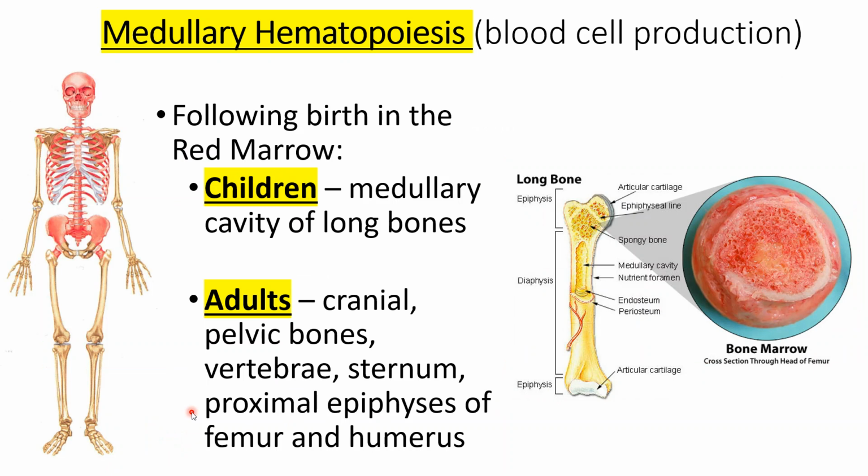So again, your pelvic bones, cranial bones, vertebra, sternum, proximal epiphyses of the femur and the humerus. Proximal means it's going to be closer to the place of attachment of that hip and shoulder, not at the distal epiphyses.